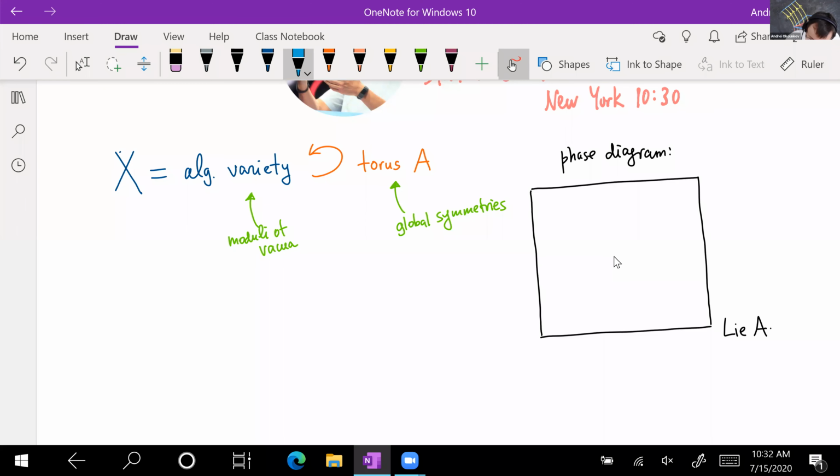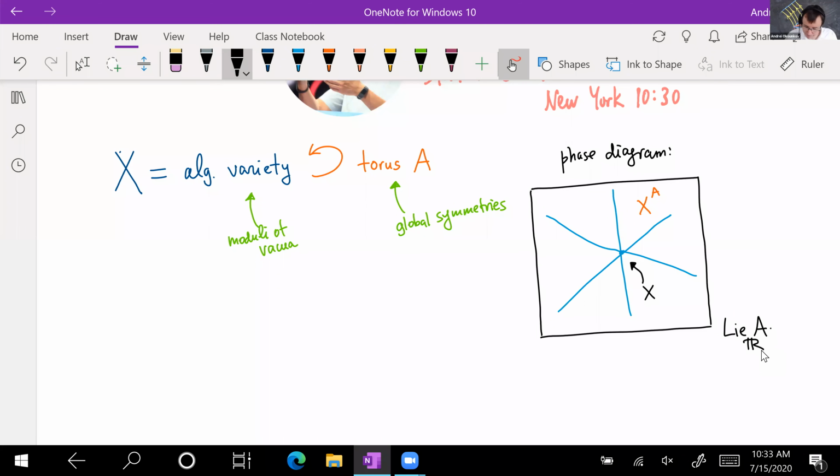For example, at the very middle, I draw this picture almost every lecture, this is 0. The fixed locus of 0 is just X itself. And if you take a generic point, you get the fixed locus of a torus. This is taken in the real version of the Lie algebra of A.